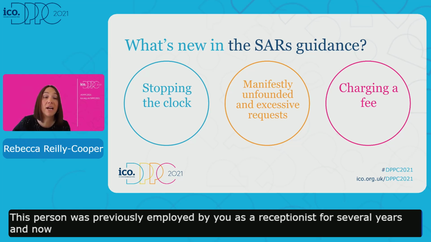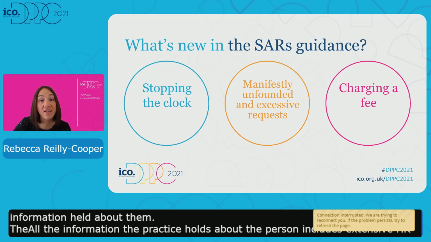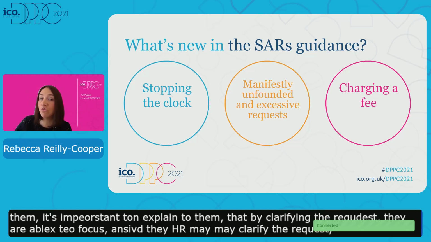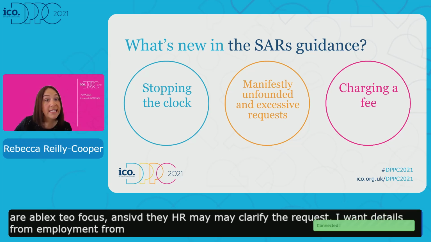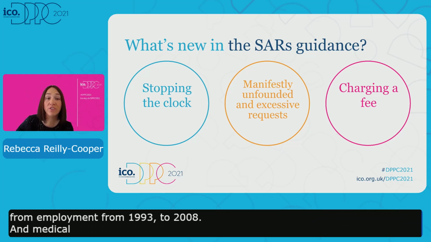So they then might come back to you and clarify their request by saying, okay, I would like details of my employment from 1993 to 2008. I would like my medical records relating to an accident in 2018 and everything else you hold about me. And you can then focus your searches on the first two inquiries and then perform a reasonable search of the rest of the information.